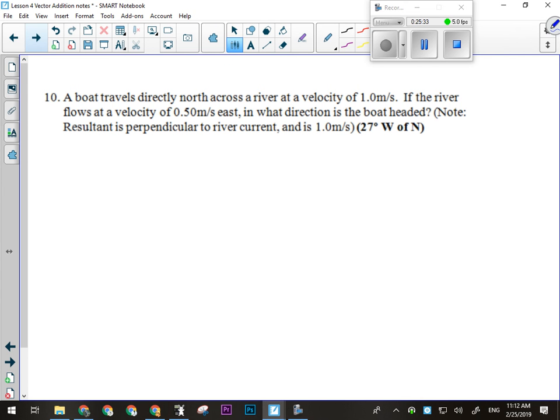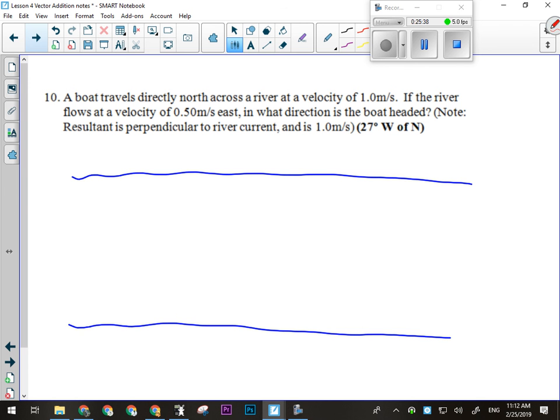So again, I'm going to draw my river this way. Okay, I know that I end up going directly across the river. So whatever goes on, this is what I end up doing. And it does that at 1.0 meters per second. So they actually told me, here's how fast it's going to end up going straight across the river. The other piece of information I have is the river current. They tell me that that is 0.5 meters per second. Okay, and that's east.